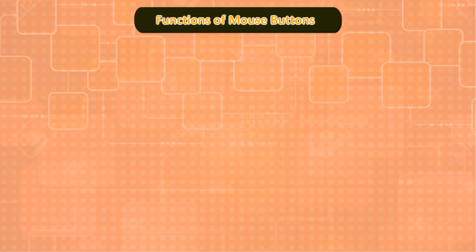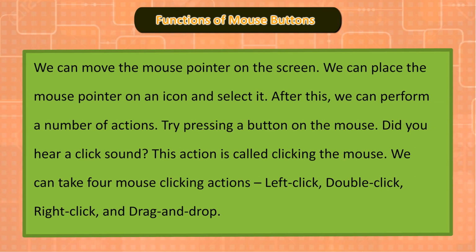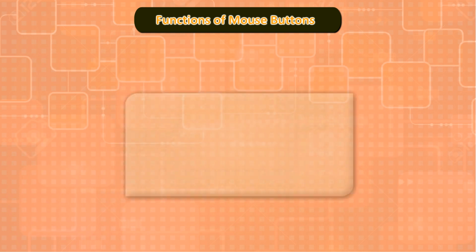Functions of mouse buttons. We can move the mouse pointer on the screen. We can place the mouse pointer on an icon and select it. After this, we can perform a number of actions. Try pressing a button on the mouse. Did you hear a click sound? This action is called clicking the mouse. We can take 4 mouse clicking actions: left click, double click, right click, and drag and drop.